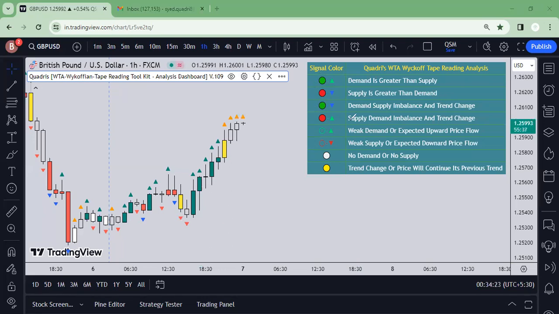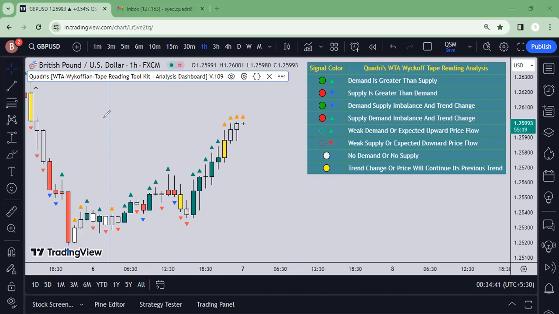This is static. If you want to give it an on and off button, that is possible. Just let me know, I'll give the on and off button. But keep it on your chart. It will help you a lot. So having said that, let me change the color.